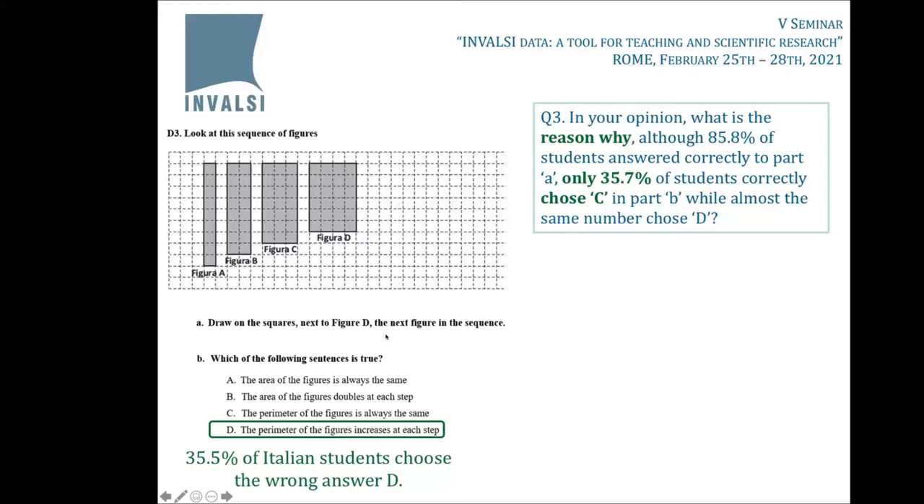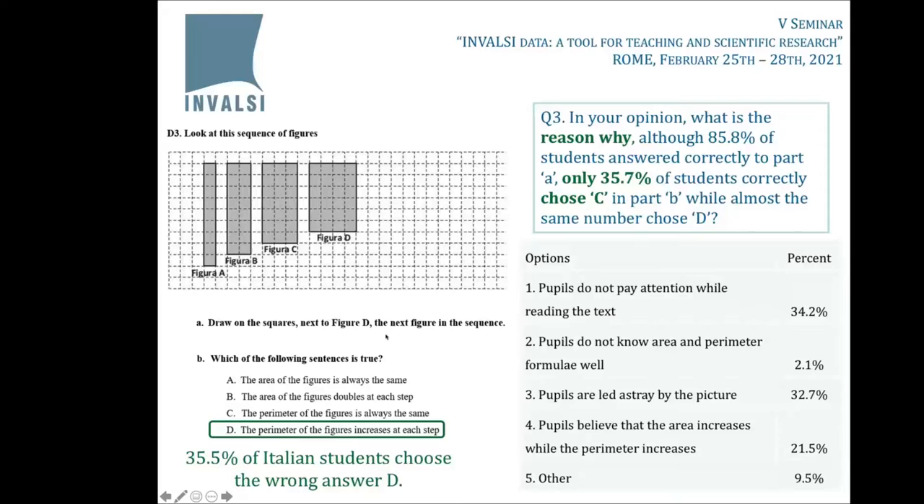More precisely, we offered some particular options to recognize different approaches by the teachers. Pupils do not pay attention while reading the text. Pupils do not know area and perimeter formulas well. Pupils are led astray by the picture. And pupils believe that the area increases while the perimeter increases. This is the answer we expected from a teacher aware of the didactical and epistemological issues at play, while we expected the first and the third to be chosen by teachers not really aware of what is happening.